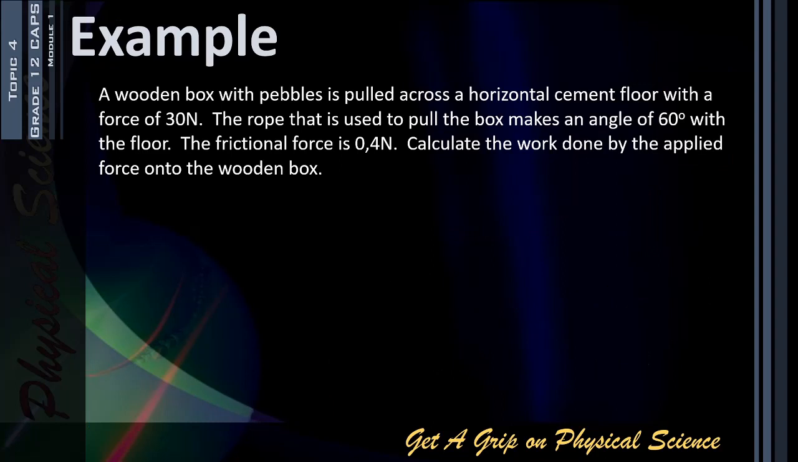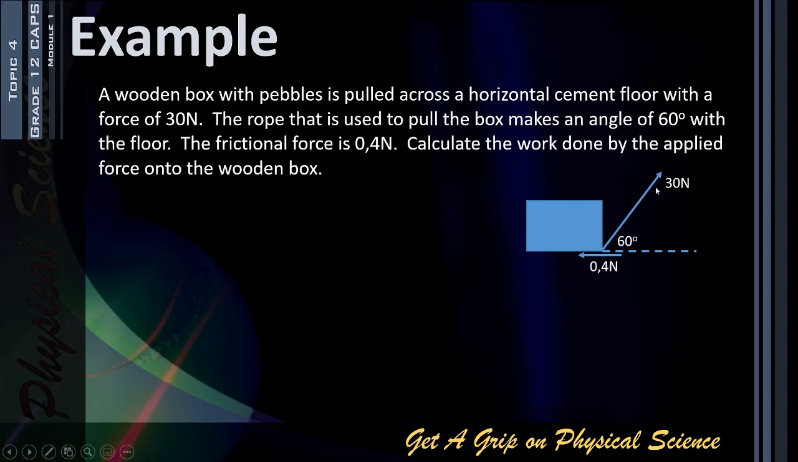A wooden box with pebbles is pulled across a horizontal cement floor with a force of 30 Newton. The rope that is used to pull the box makes an angle of 60 degrees with the floor. The frictional force is 0.4 Newton. Calculate the work done by the applied force onto the wooden box. Now, if we consider a force diagram, we will see that there's a force of 30 Newton applied to the box at an angle of 60 degrees. And there's also a frictional force of 0.4 Newton.